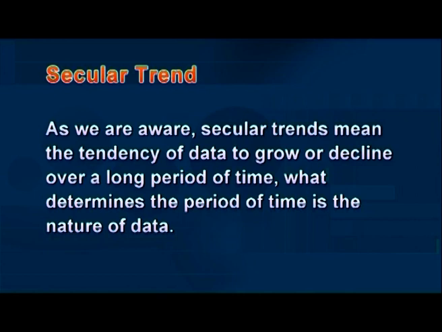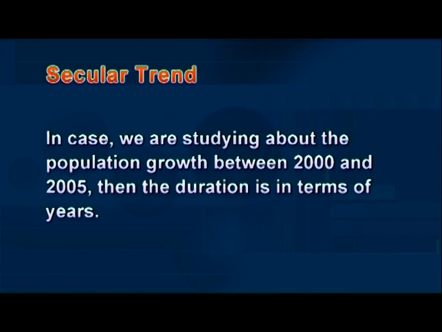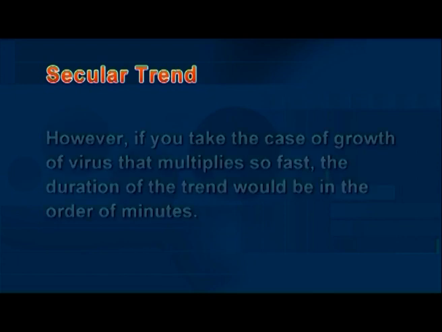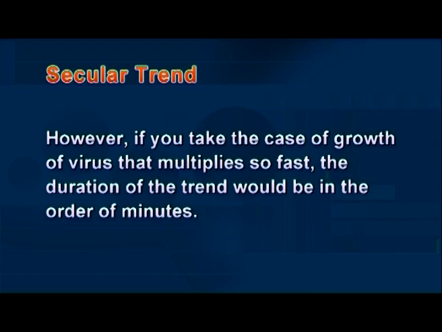As we are aware, secular trend means the tendency of data to grow or decline over a long period of time. What determines the period of time is the nature of data. In case we are studying population growth between 2000 and 2005, then the duration is in terms of years. However, if you take the case of growth of a virus that multiplies so fast, the duration of the trend would be in the order of minutes.